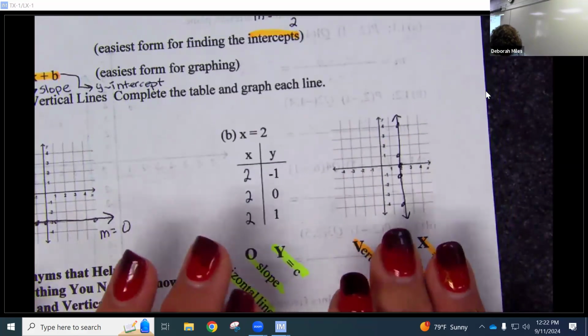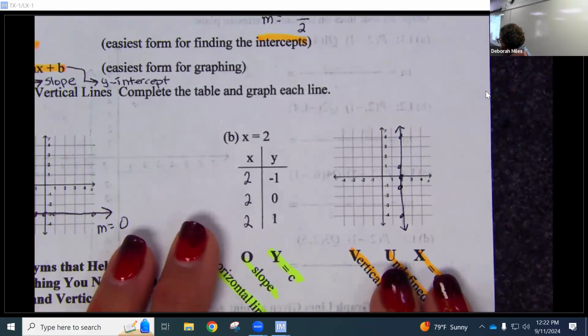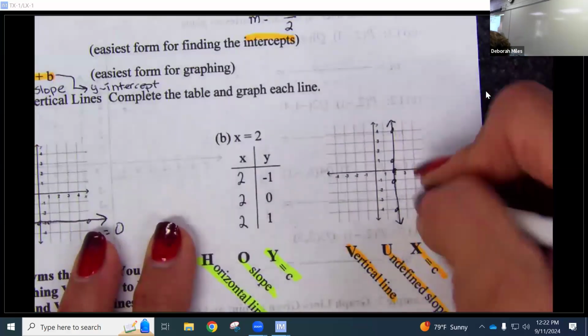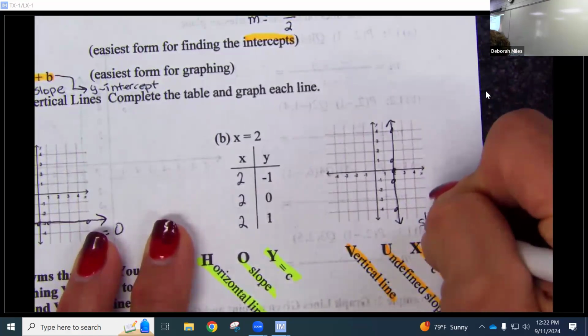And I didn't specifically ask for it in this problem, but if I did ask you for the slope of that line, what would you say? Undefined. Slope is undefined.